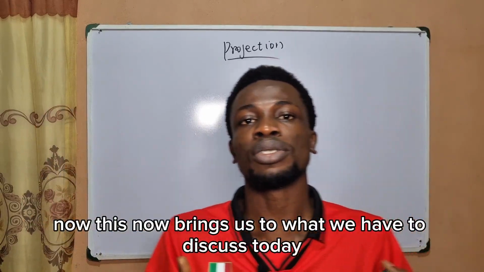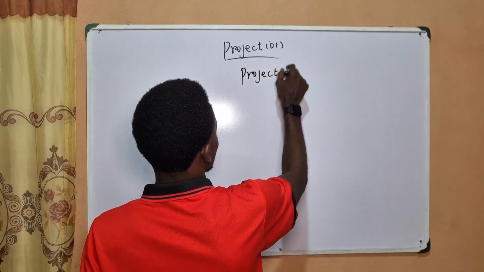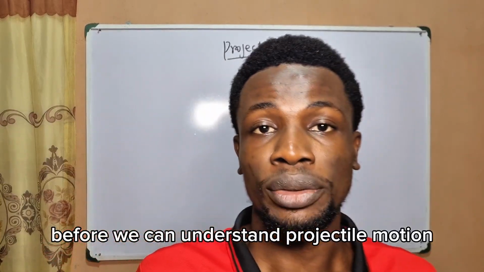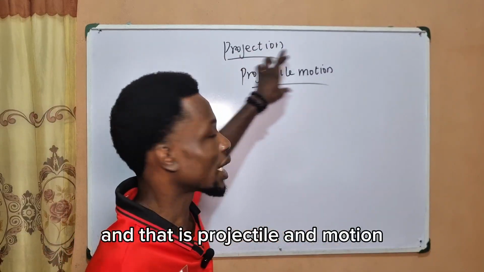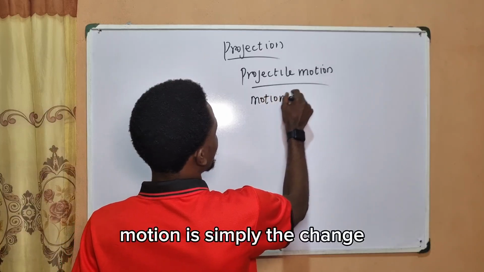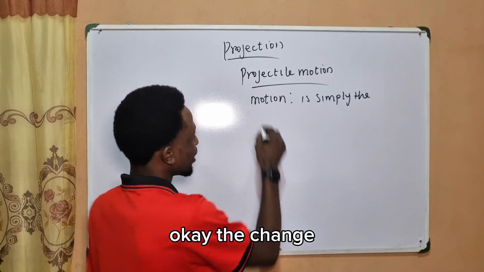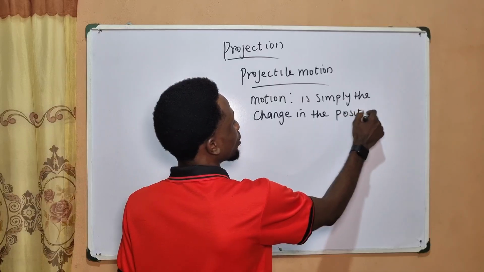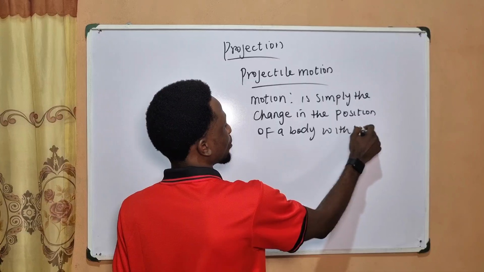Now, this brings us to what we have to discuss today, and that is what we call projectile motion. Before we can understand projectile motion, we need to understand the key things that define this projectile motion, and that is projectile and motion. Now, in physics, when you talk about motion, motion is simply the change in the position of a body with time.